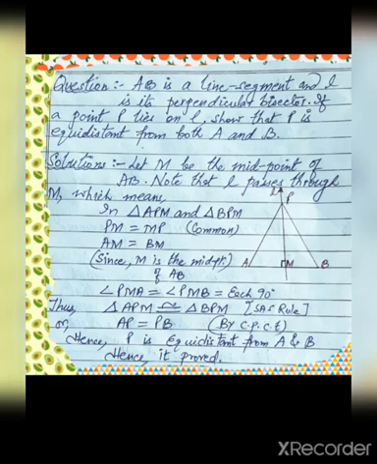So how can we do it? Now look at the solution. Let M be the midpoint of side AB. Let me suppose that M is the midpoint on AB, right? Now note that L passes through M. The line L passes through M. What does it mean? It means in triangle APM and triangle BPM, PM equals MP, again a common line, both triangles have the common side PM, and also AM equals BM. Why?